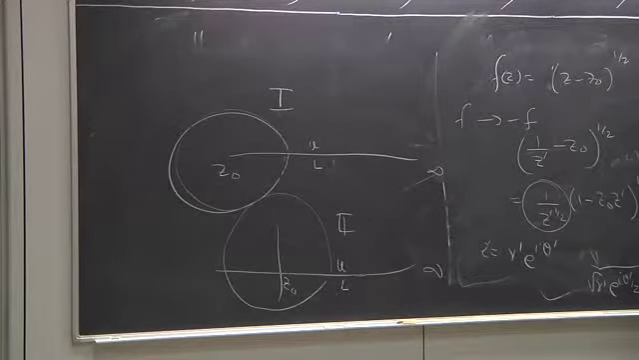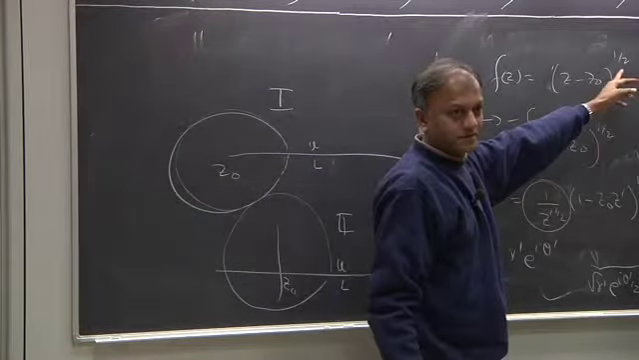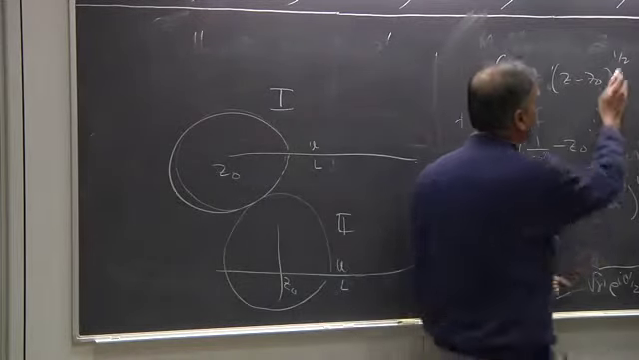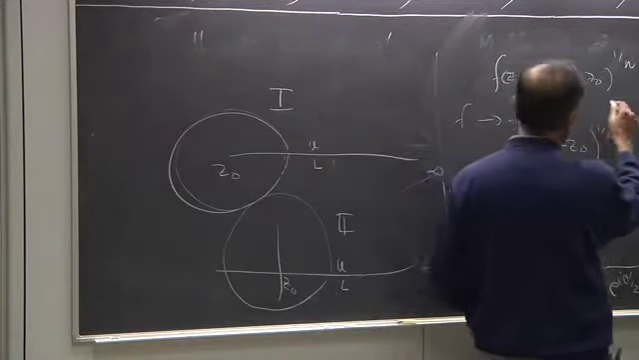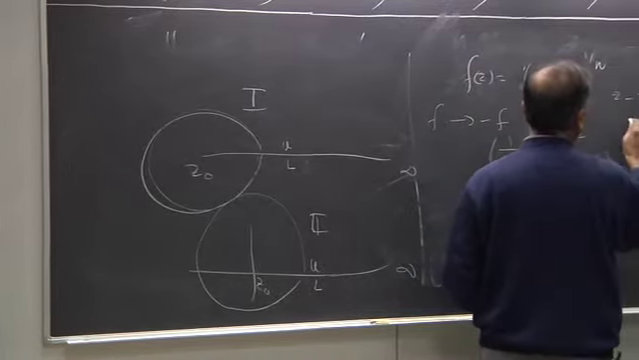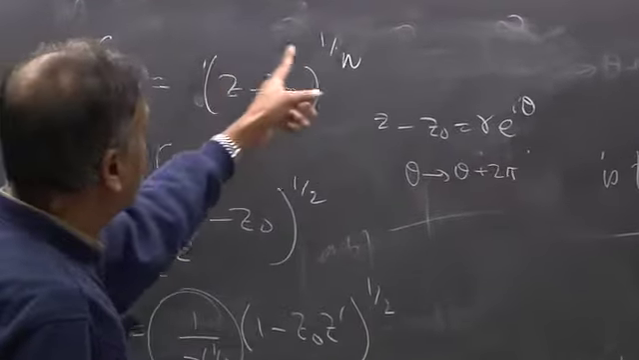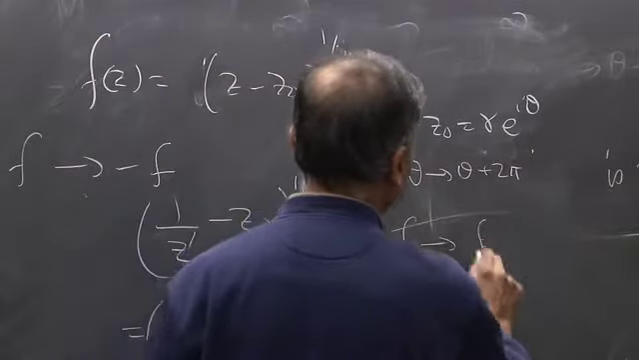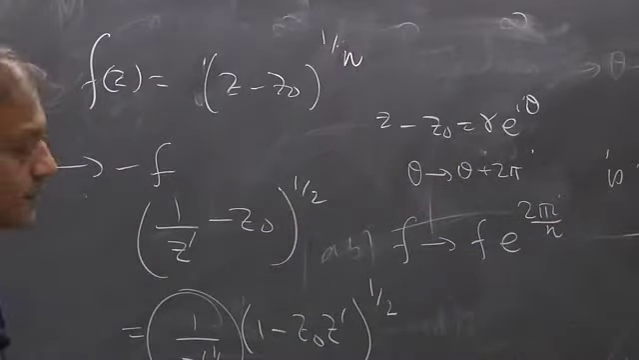For a multi-valued function, you have this idea of putting sheets together. In this case I just needed 2 sheets because it was a square root. Suppose this was 1 over n. Then you will need n sheets. Again write z minus z0 equal to r e to the I theta, and if theta goes to theta plus 2 pi, then this comes back with a phase. So f goes to f times e to the power of 2 pi I over n. Let me just substitute this.